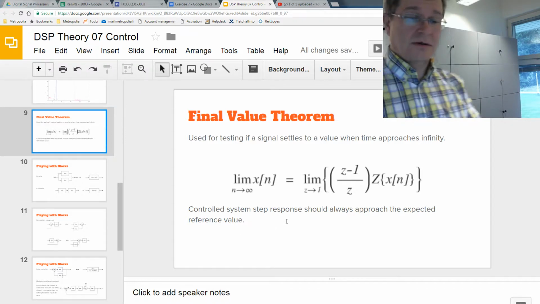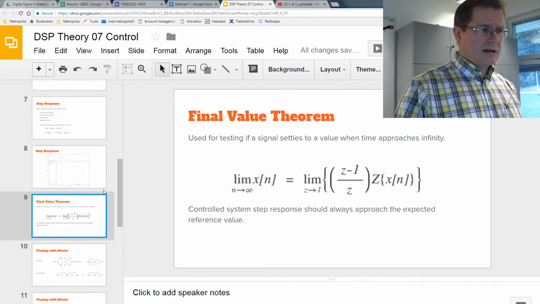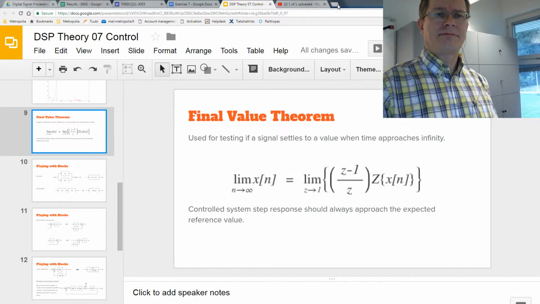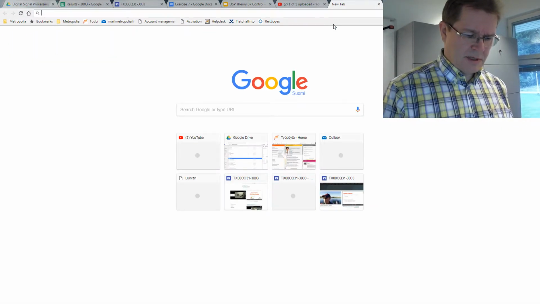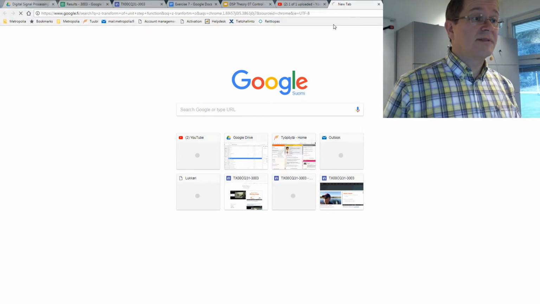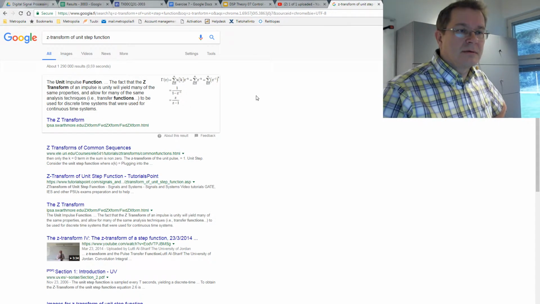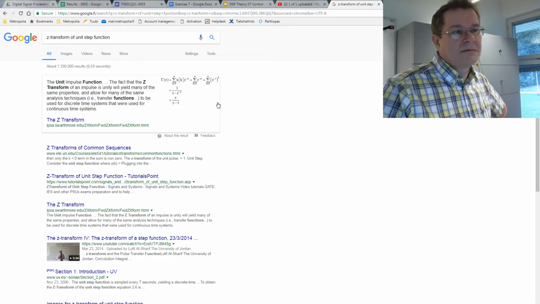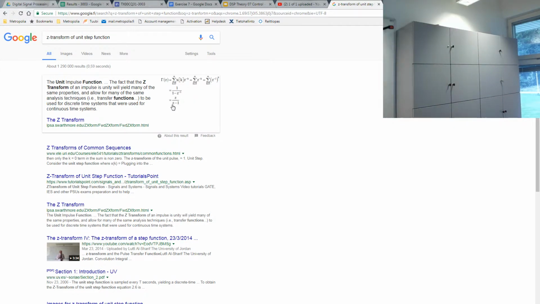step function. I think I actually added a link to, well, let's see, the z transform of unit step function. Wow, it's actually funny. The z transform of unit step looks like z divided by z minus 1.